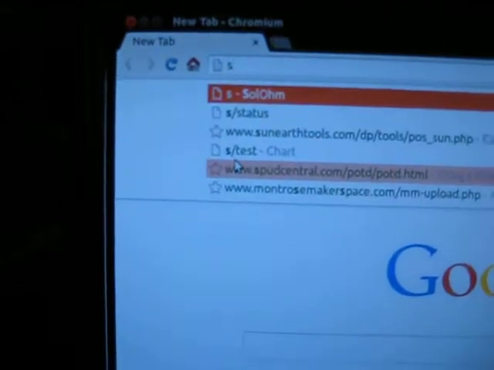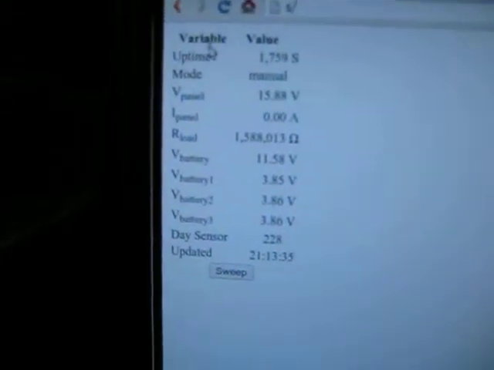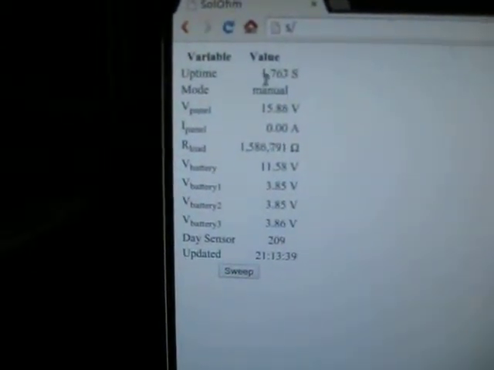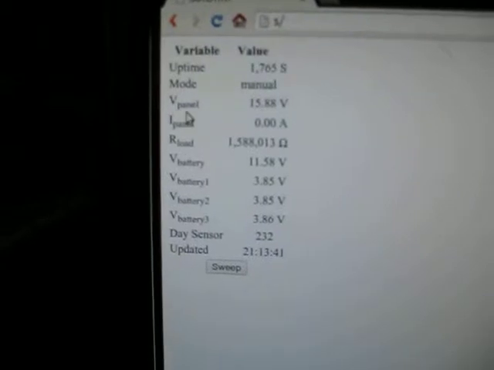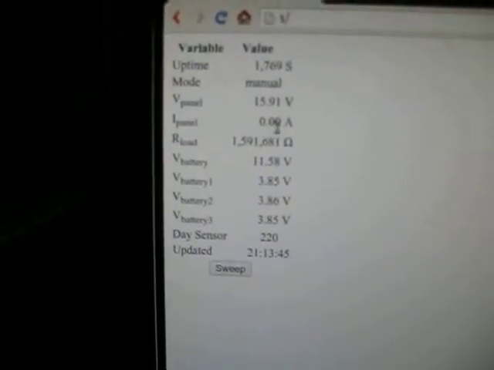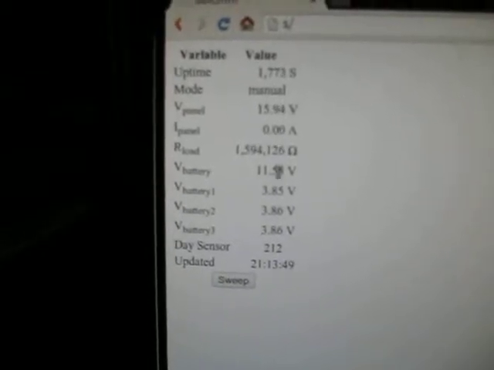And what I have running now is a couple of things. I'll type in the IP address. So what we have over here is, here's the uptime. This thing's been running for 1800 seconds. V panel is about 15.9 volts. I panel is 0 because the load resistor is open.